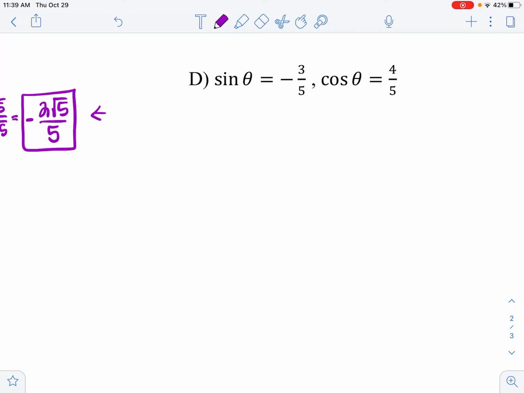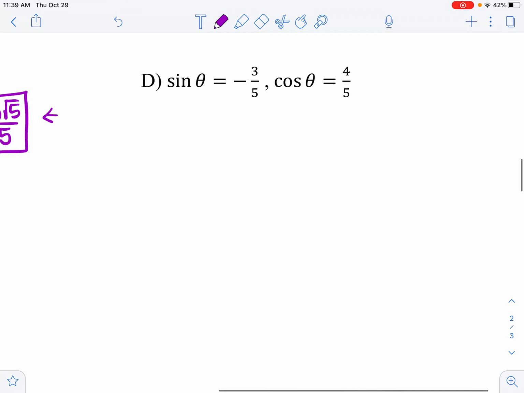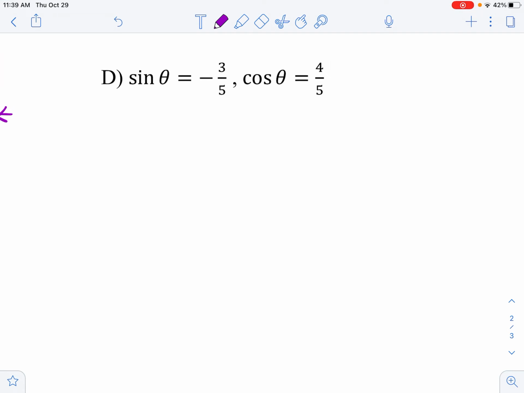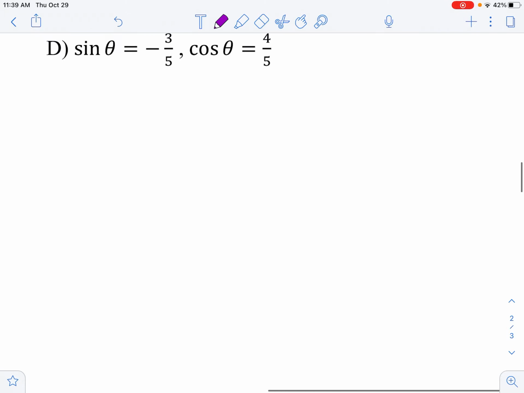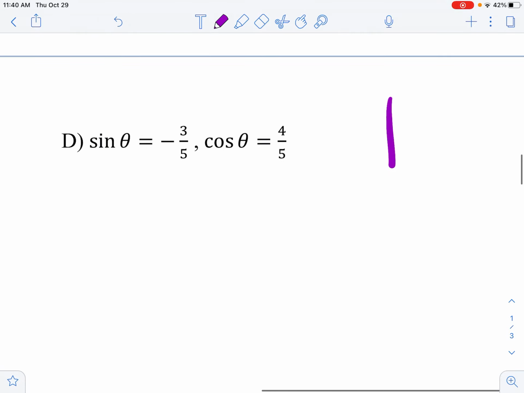All right, last one. Why don't you go ahead and pause the video and try this one on your own. First, check to make sure you have it in the right quadrant before you move on. Okay, so you should get that it's in the 4th quadrant. If you got that it's the 4th quadrant, go ahead and keep going. Okay, so let's do this now to see how you did with all of your answers.